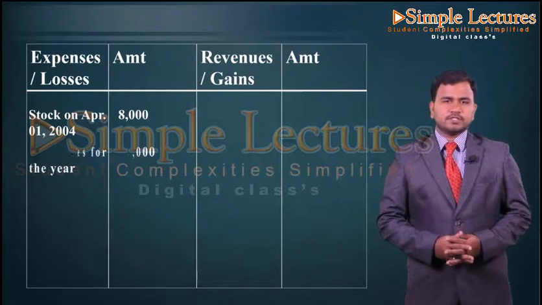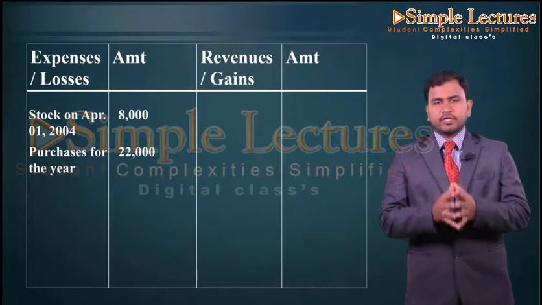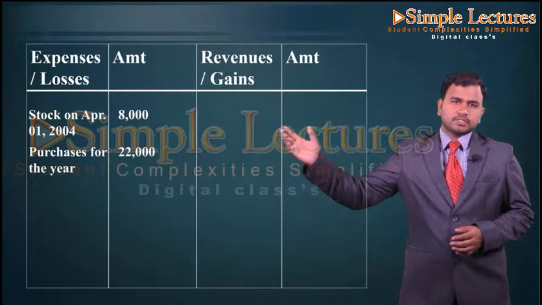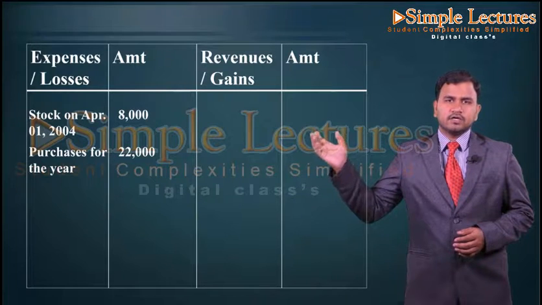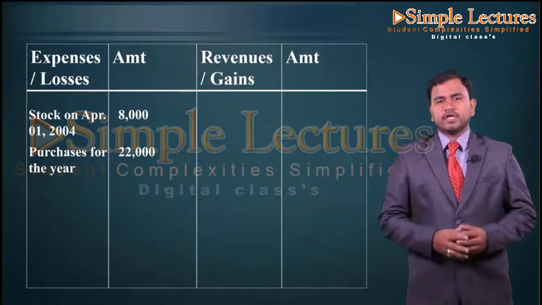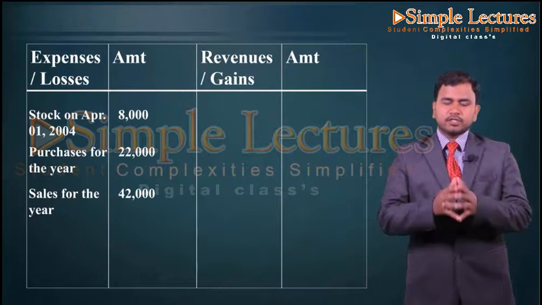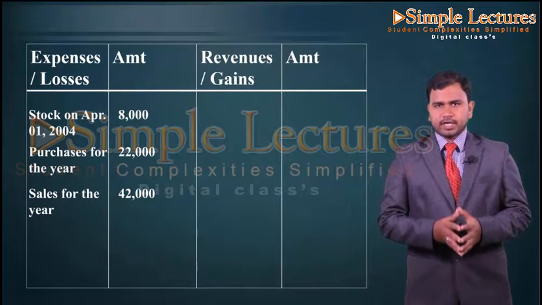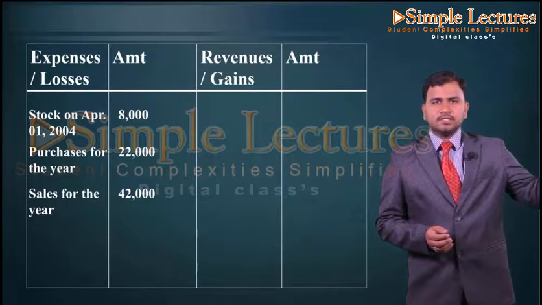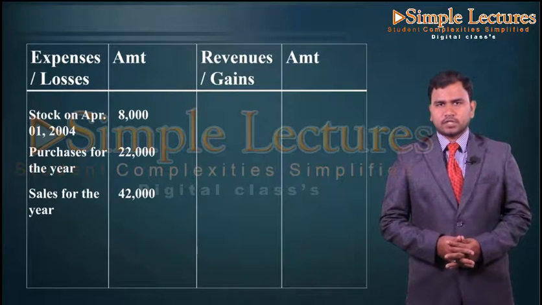Then we have purchases for the year. Purchases will be recorded in the debit side. So purchases 22,000 in the amount column. Then we have sales for the year. So sales is nothing but a source of income that will be recorded in the credit side. So coming to credit side, sales in the amount column 42,000.